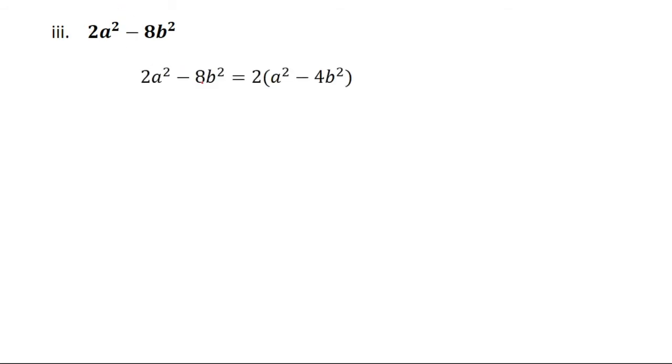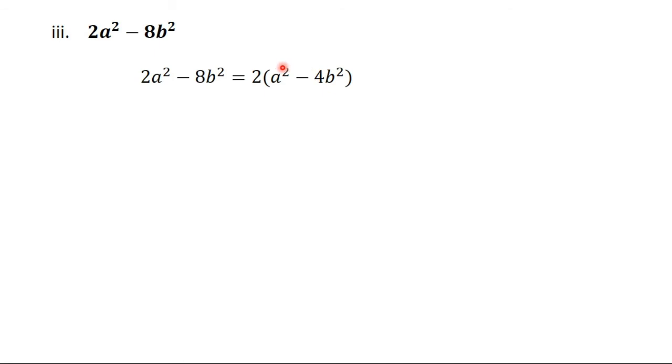If we factorize 2 out, as we saw in the previous video, here used to be 2a squared, and having factorized 2 out, you have a squared. Minus, here used to be 8b squared. We factorized 2 out, so what will be left here is 4b squared, because 8 divided by 2 gives us 4, and 2 times 4 gives us 8. So we have a squared minus 4b squared.